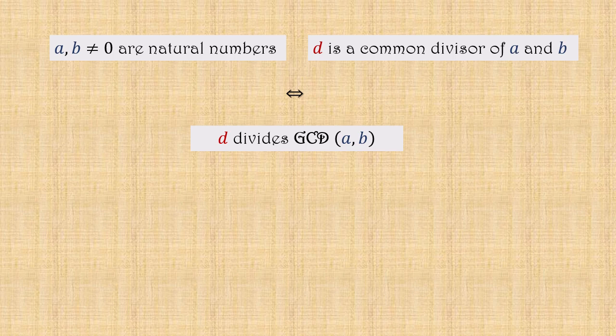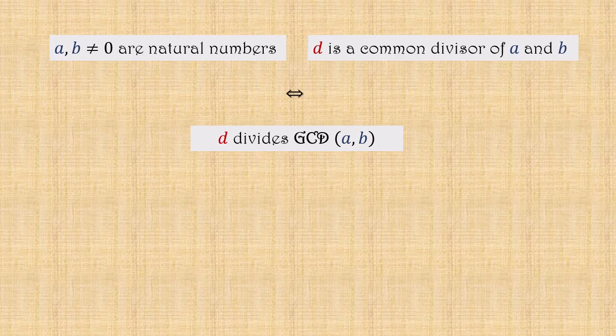Arithmetic is full of seemingly obvious fundamental propositions which are quite tricky to prove. One of these propositions affirms that for every two natural numbers which are different from zero, any common divisor of those numbers divides their greatest common divisor. And reciprocally, any divisor of their greatest common divisor divides those two numbers.